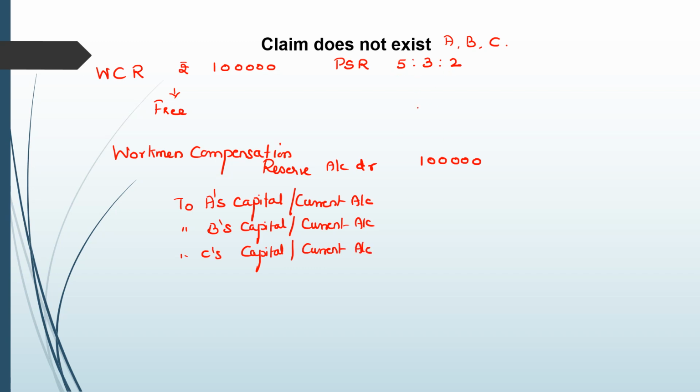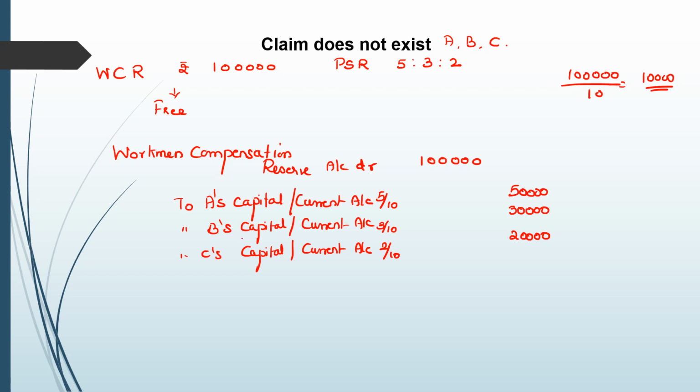What is the profit sharing ratio? 5:3:2. So 5/10, 3/10 and 2/10. So 1 lakh to be distributed divided by 10. So 10,000 into 5, 50,000 would be credited to A, 30,000 to B and 20,000 to C. So we are distributing the reserve amongst the partners. Now you would wonder why I have written capital or current account.